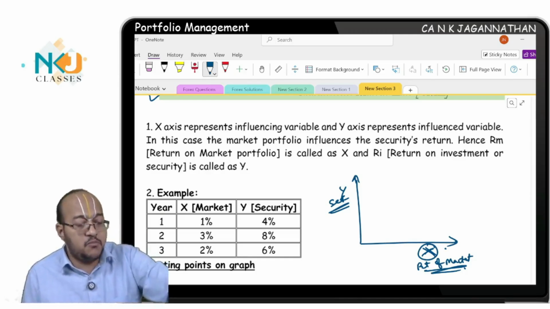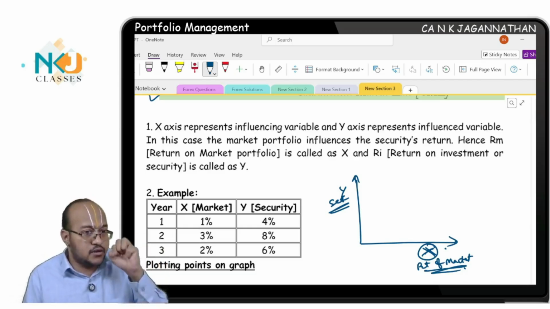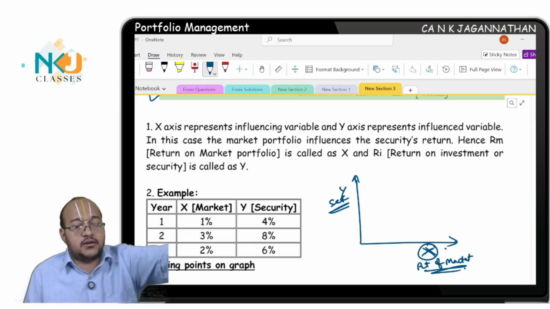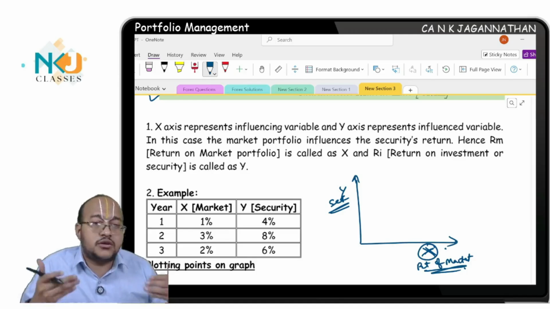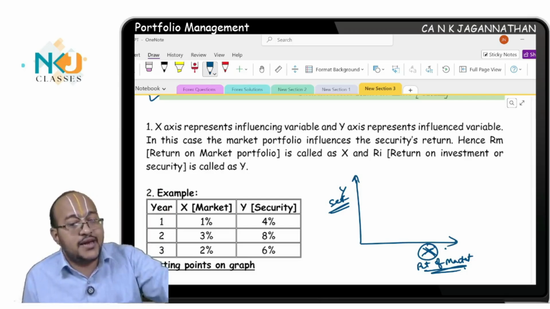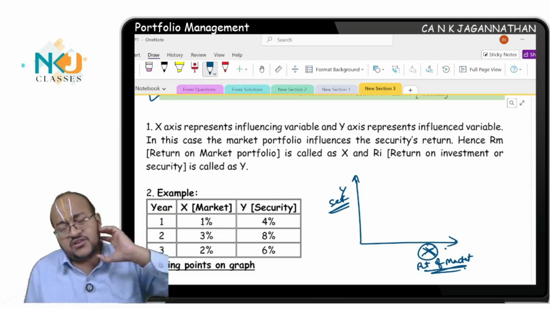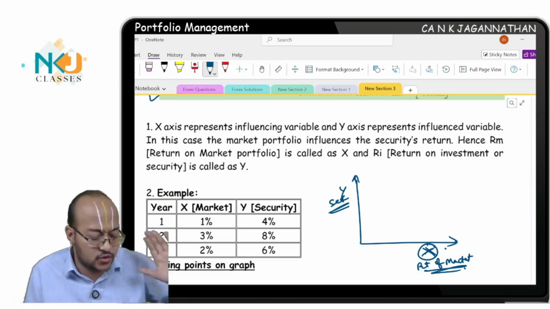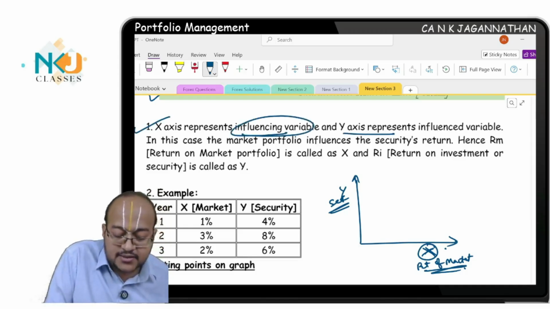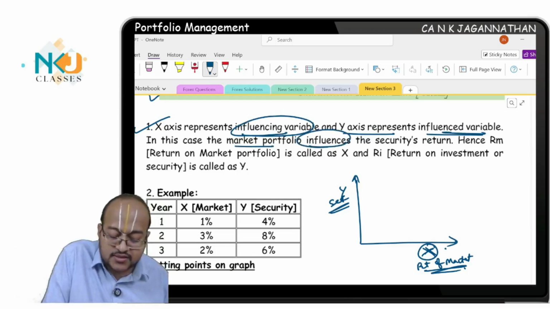Same way, if market return is the influencer, it means that if market return changes, that brings volatility in security return. If Nifty is falling, the shares are also falling, which means the influencer is Nifty, the index, and the influenced thing is the security return, or simply the security. Are you listening? So the x-axis represents the influencing variable, and the y-axis represents the influenced variable. In this case, the market portfolio influences the security's return.